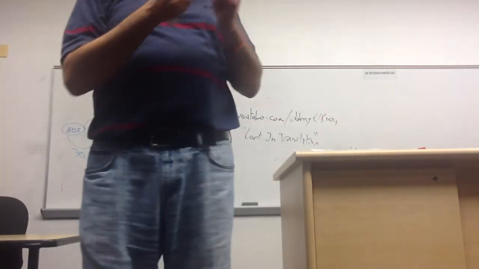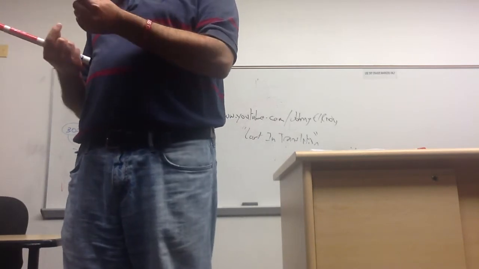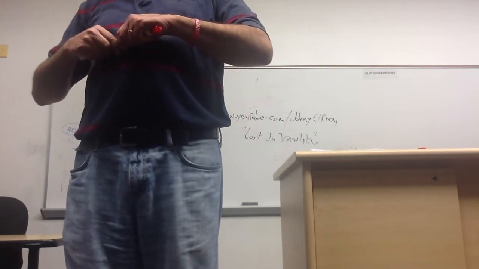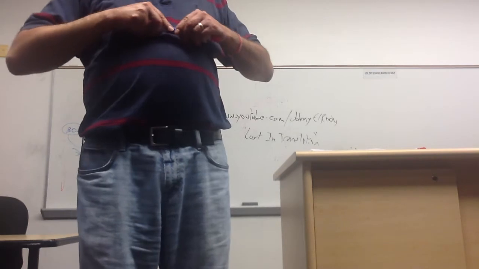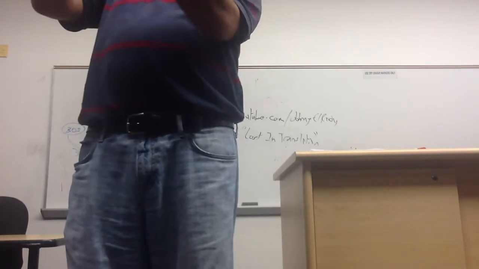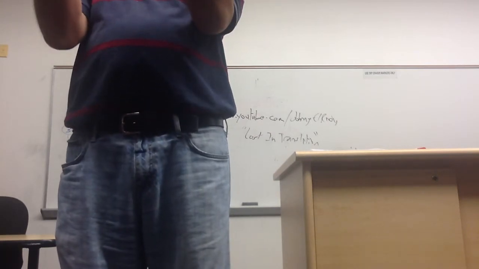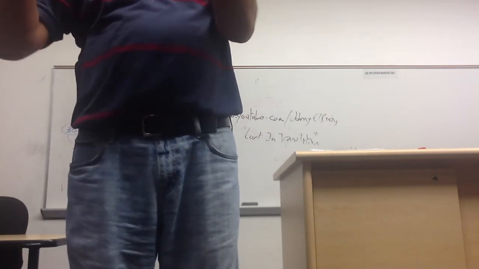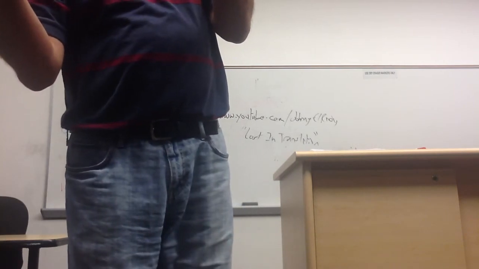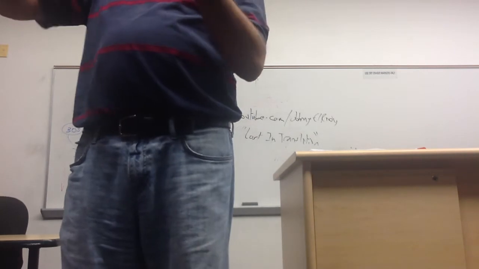If you have EF-Tu, temperature unstable, you have EF-Ts, temperature stable. What's the role of EF-Ts? To recycle EF-Tu. Because every time EF-Tu brings an amino acyl tRNA, it becomes essentially inactive. It needs to be recycled. That's the role of EF-Ts.